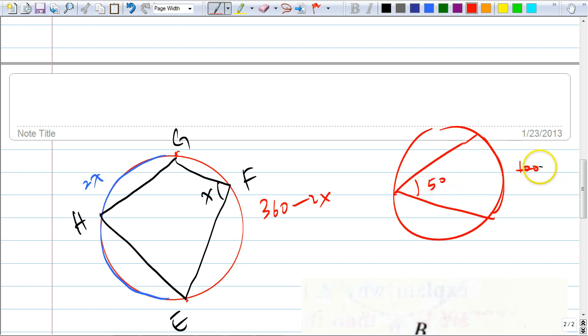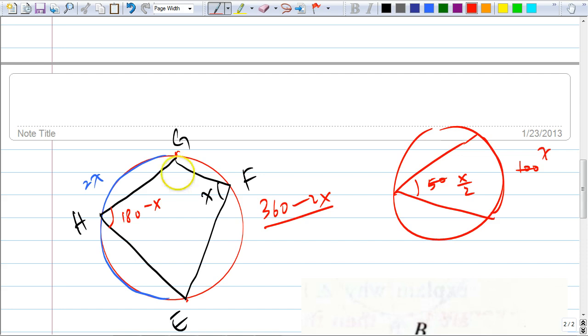What if this was not 100, but what if it was x? What would this be? So now instead of x, what do I have? 360 minus 2x, right? So guess what this angle must be? 180 minus x. Now when you add them together, what do you get, guys? 180. So they are supplementary to each other.